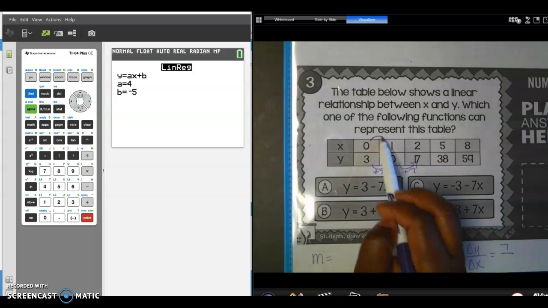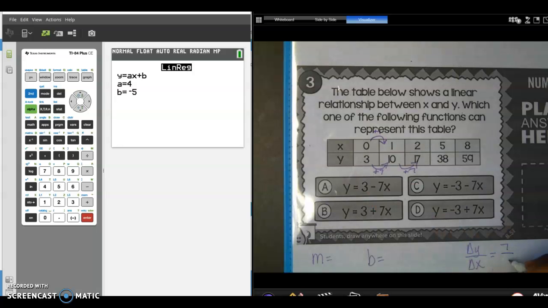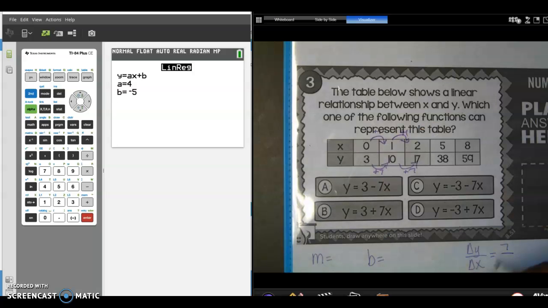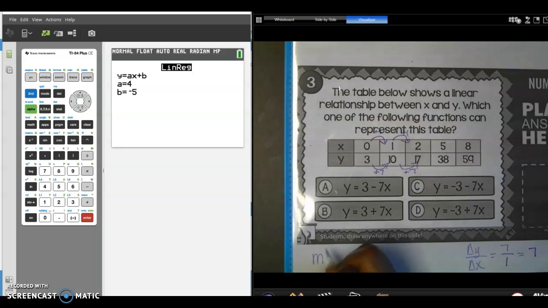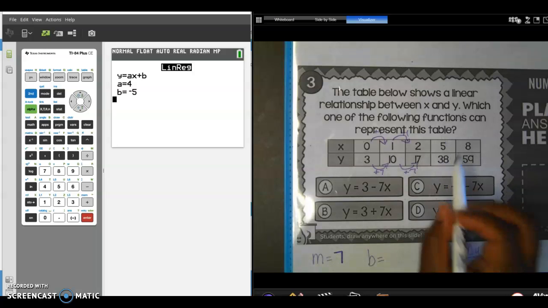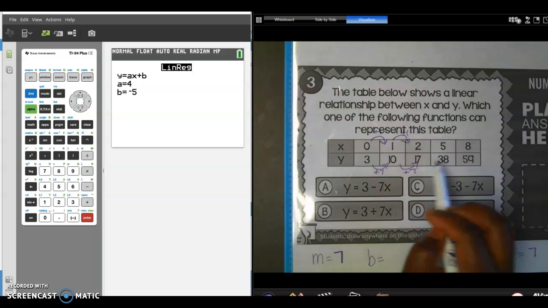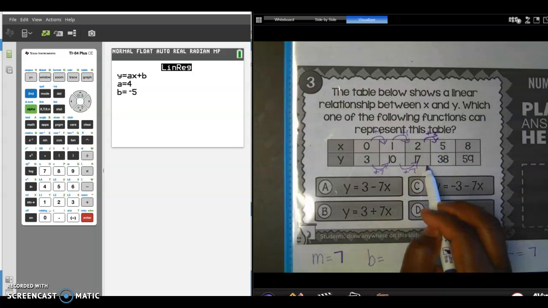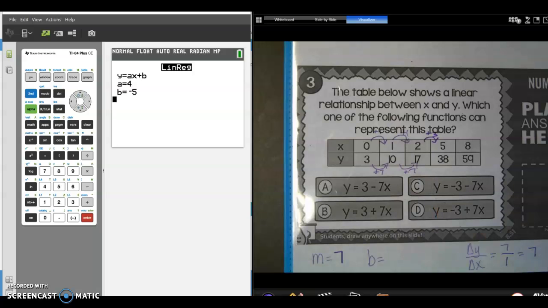To go from 0 to 1, I add 1. And 1 to 2, I add 1. Okay? So m equals 7 over 1, which is 7. So m is equal to 7. Notice you see a change in the pattern. So this is tripled, and then this would be tripled, but it is the same thing.